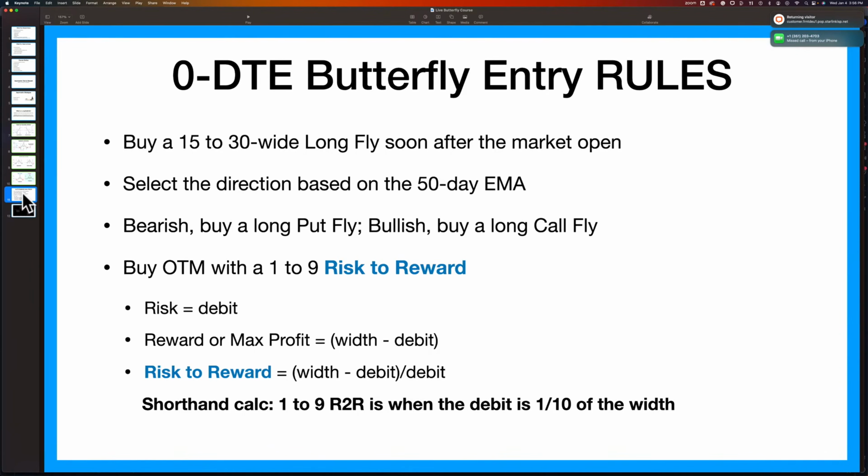So here are some basic rules for entering the butterfly. Man, we're almost at the market close. I haven't even looked at it. And this is just the entry rules. On the next installment, or the next module, we'll go over more detail about how you manage the butterfly.